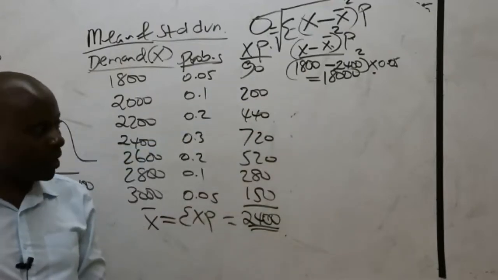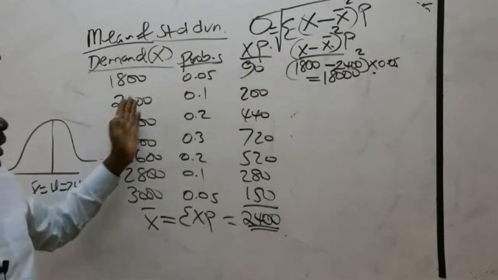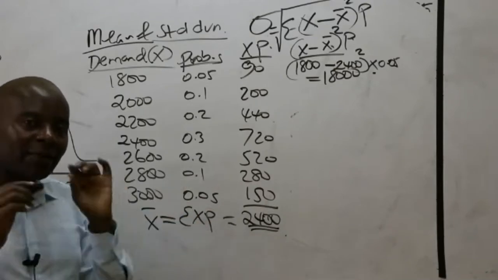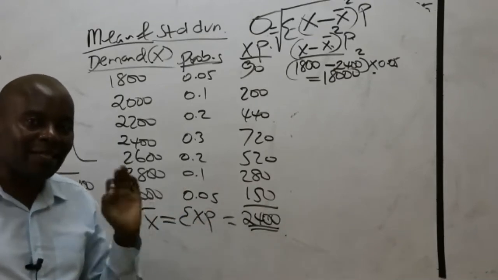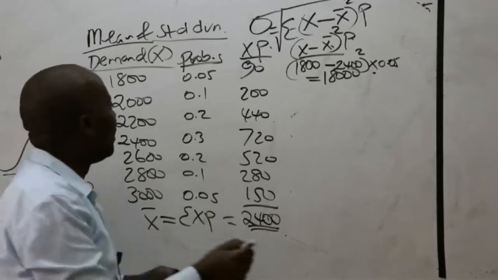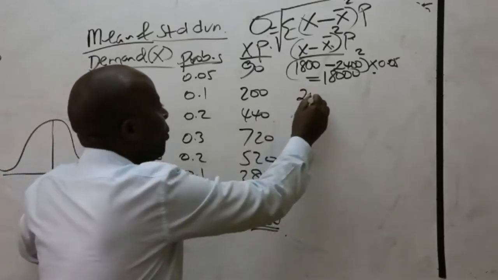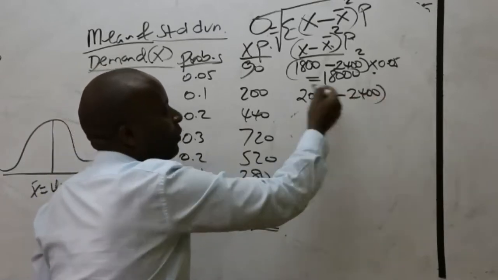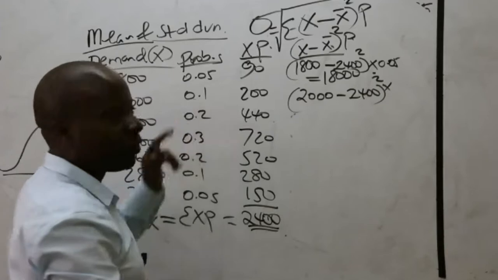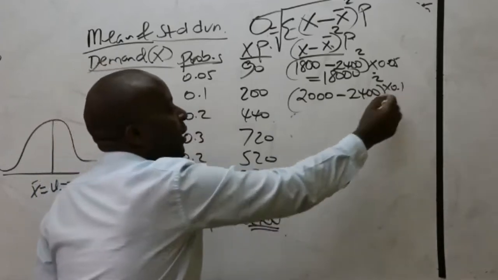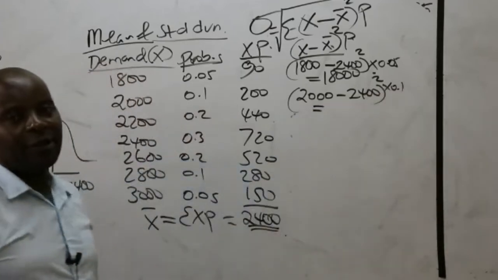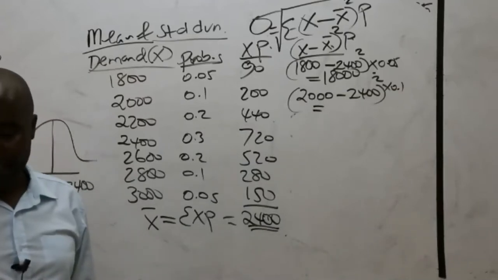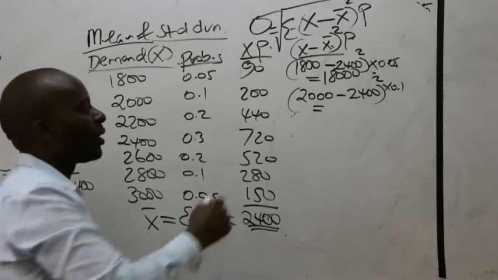Second figure. What do? It's x minus x bar. X bar is known in advance. And remember, x bar doesn't keep on fluctuating. X bar remains the same. So like now here, we have 2,000 minus 2,400, x bar. Whatever I get, I square times the probability of this, which is 0.1. Then I continue like that. What is the second figure supposed to be? 16,000. Thank you very much.